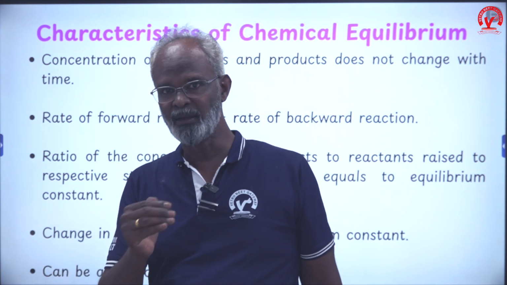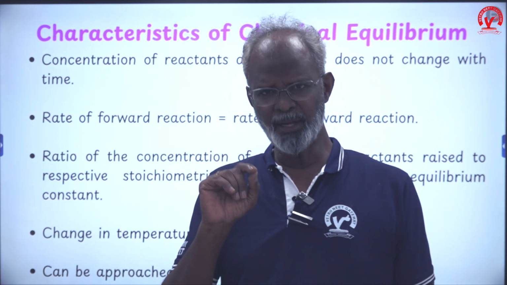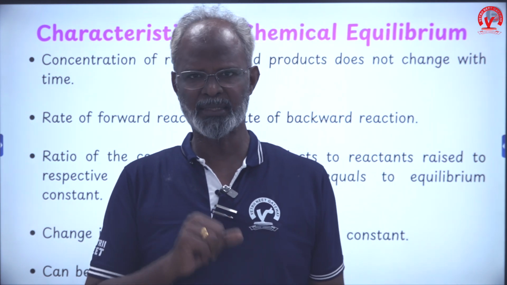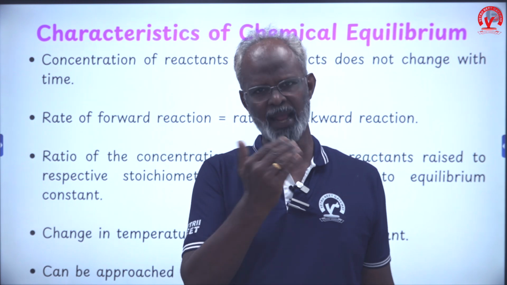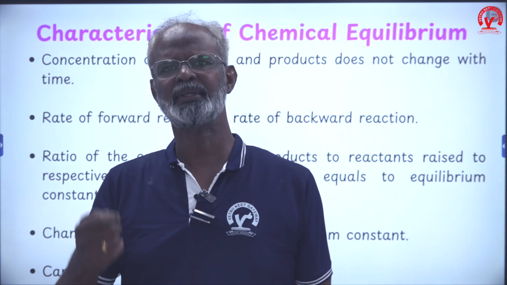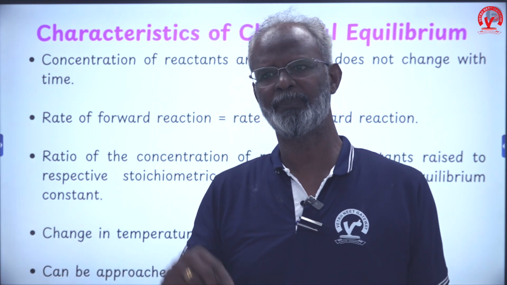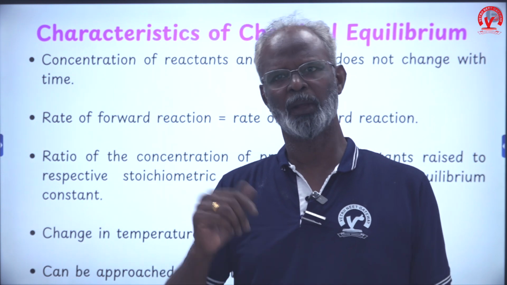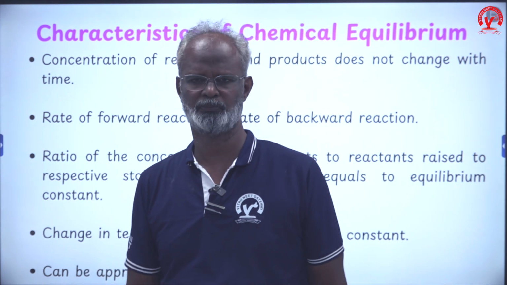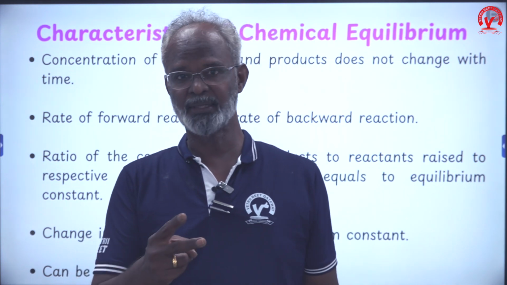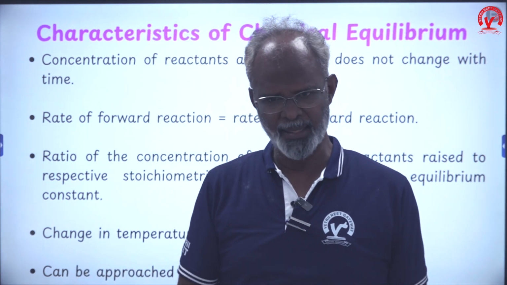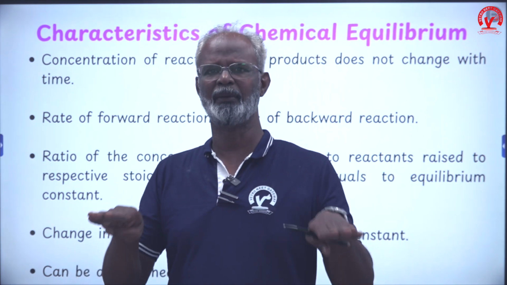Now what is the equilibrium state? In the equilibrium state, there are two reactions happening. One is a forward reaction, reactants giving products, and there is a reverse reaction where the products react back to give reactants. So there are two reactions happening in opposite directions, but it attains equilibrium.